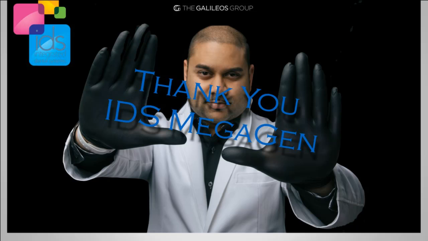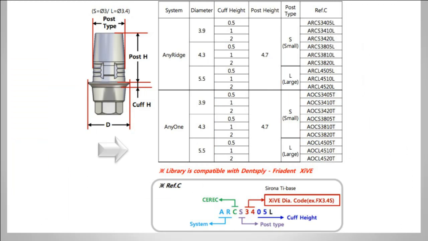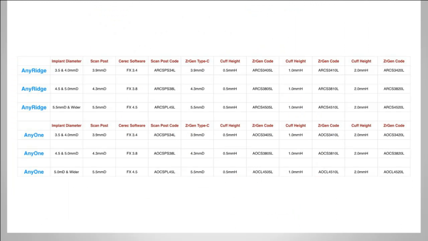We do have another question here. Could you please explain more about the selection of the tie base size in relationship to the implant brand and size? Show the table one more time. I'd be happy to show that table. Let me go back to the original table. This would be unique to every implant system. But for the AnyRidge system, for example, from MegaGen, you can see that if you have an implant diameter of 3.5 or 4.0, it's in your best interest to use a smaller scan post or a smaller tie base.